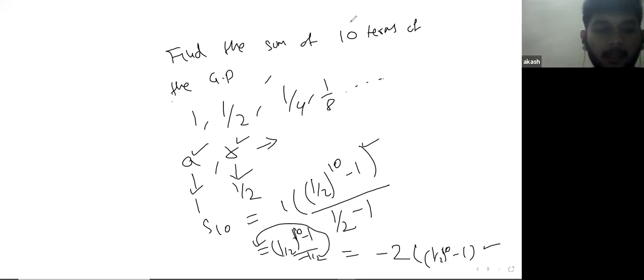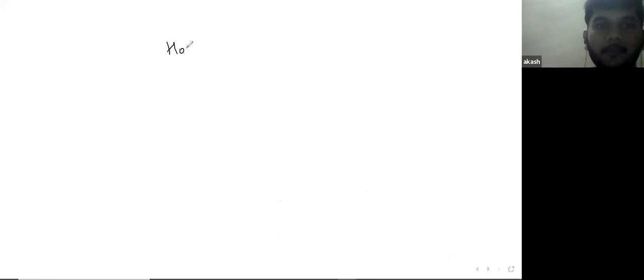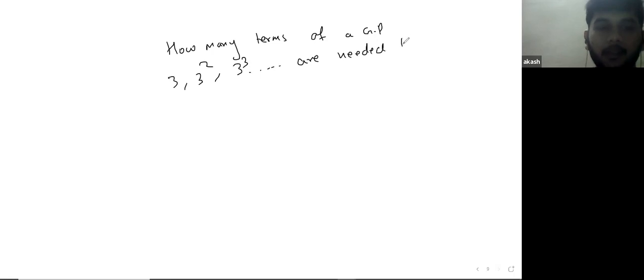Okay. Write down another question. How many terms of a GP 3, 3 square, 3 cube are needed to give the sum 120? All right. Please try to solve this as fast as you can. I'll give you 2 minutes.